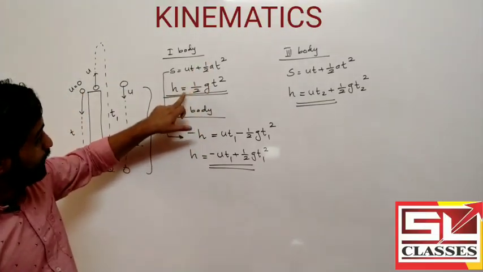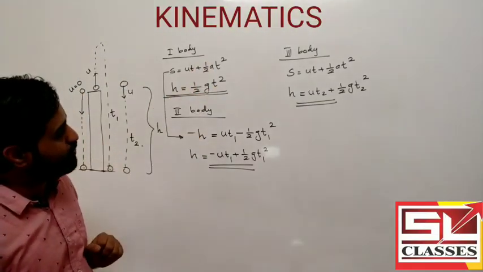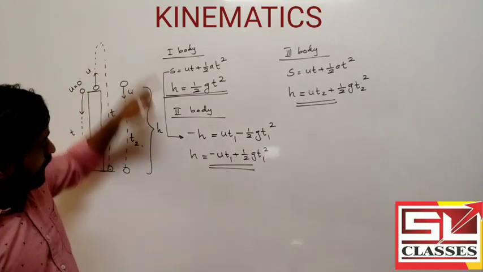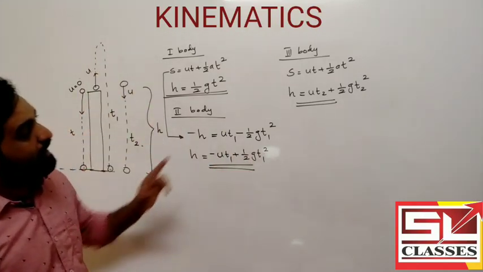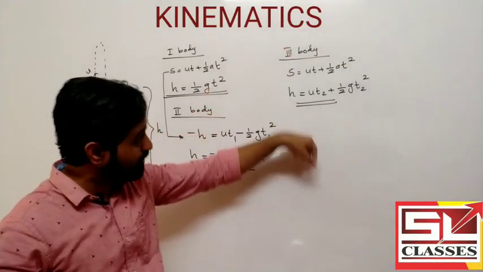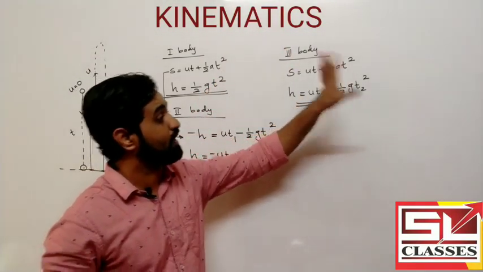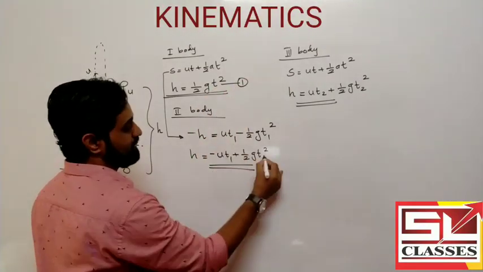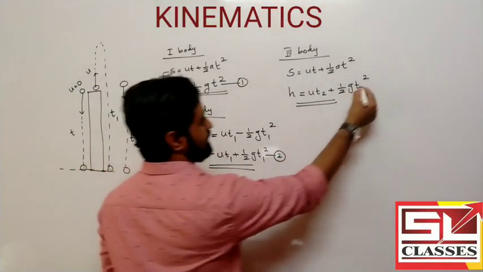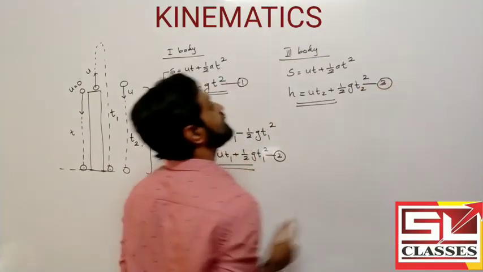For the dropped body, h equal to half gt square. For the body thrown up, h equal to minus ut1 plus half gt1 square. And for the third body which is thrown down, h equal to ut2 plus half gt2 square. We can take this as equation number 1. This may be equation number 2. And this is taken as equation number 3.